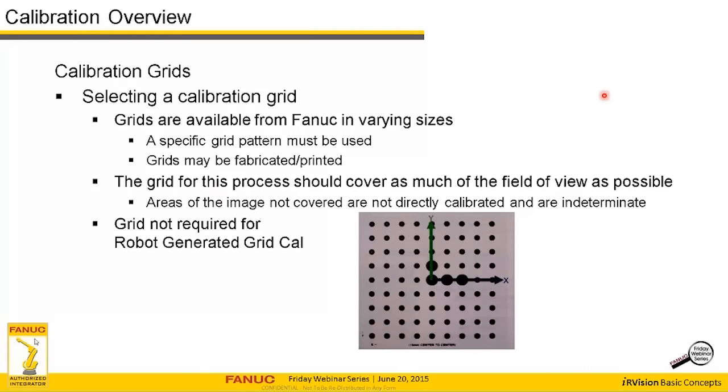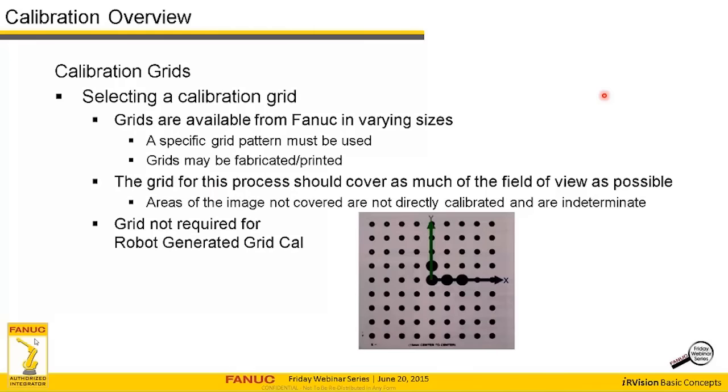We use a special grid here at FANUC, and we have a variety of these grids available. A specific grid pattern has to be used, and the grid pattern is, as you can see, a pattern of dots, but with a special feature in the middle that are larger dots, with three dots extending in the plus X direction and two dots extending in the plus Y direction. Now, you can get this grid from FANUC. You can also fabricate or print or have it custom made for you in a variety of sizes. The size doesn't matter, but there are some specifications that you'll find in the iRVision operator manual for the relationship of the dots and their sizes. Knowing that, however, you can fabricate and print your own calibration grid.